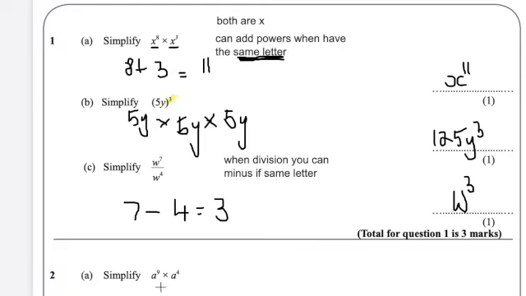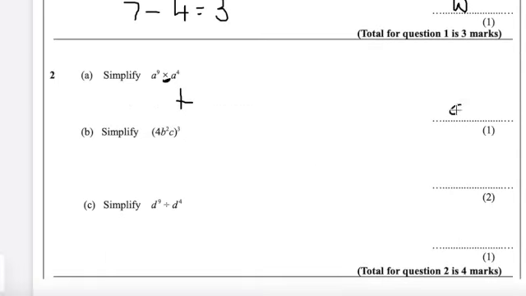Alright, now moving on to question 2. You can see you've got a to the power of 9 times a to the power of 4. Going back to rule 1, 9 plus 4 is 13. So it's a to the power of 13. Then going back to the other question, because it's in the brackets to the power 3, the power 3 belongs to all of it.